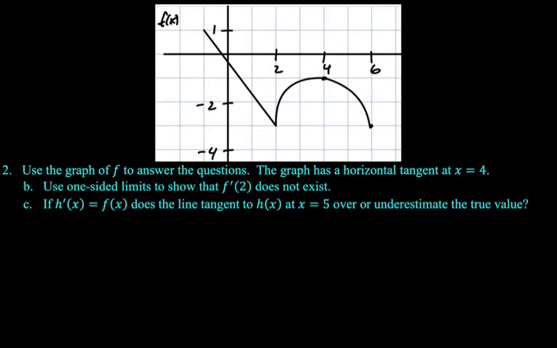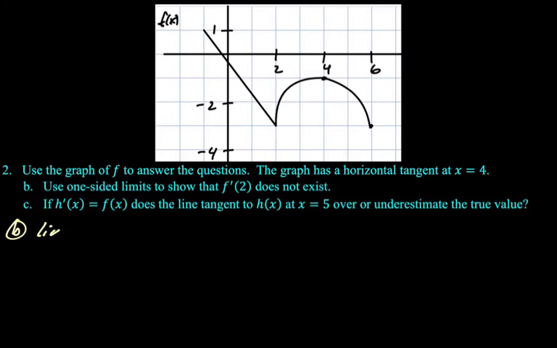So based on the graph, you can see that f prime of 2 does not exist. There's just a sharp turn, or a corner, there. Either of those would be fine if it didn't say use one-sided limits. For one-sided limits, I'm going to use the version where it's the limit as x approaches a of f of x minus f of a over x minus a.